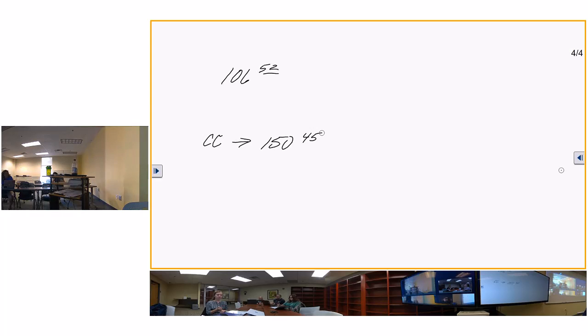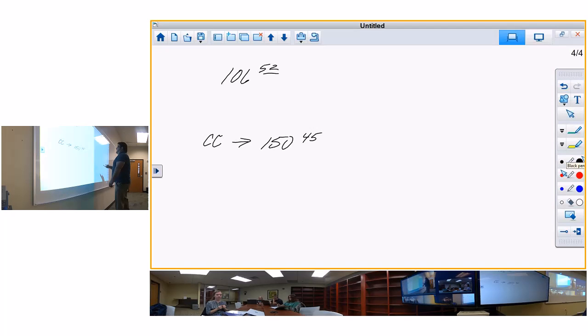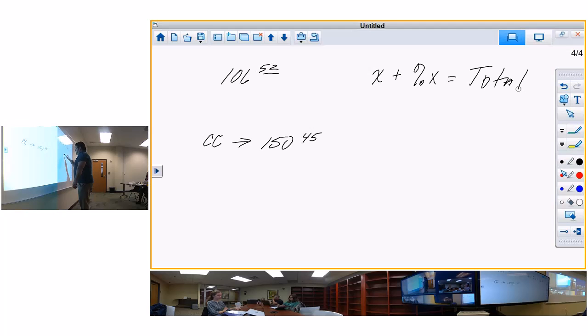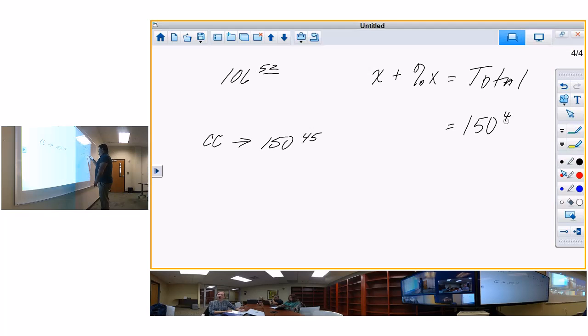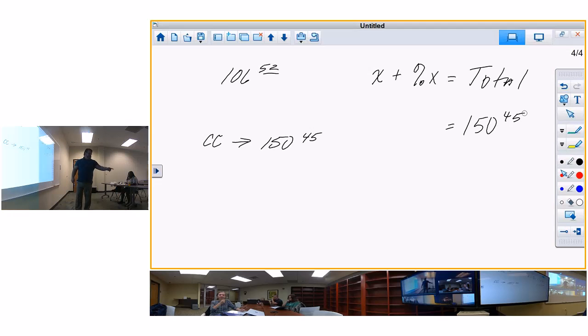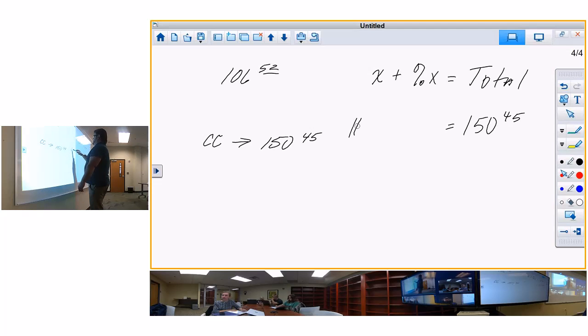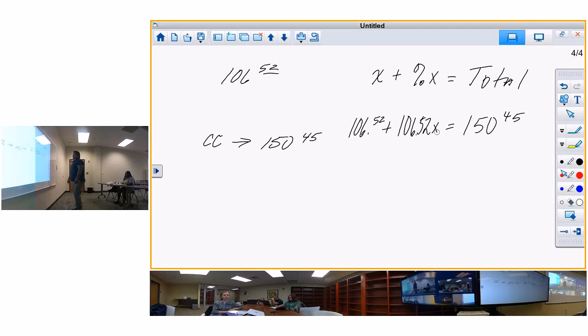Okay, so here we go. Walmart equation. X plus percentage X is equal to the total. Somebody tell me what the total is. 150.45. Sorry. Drink your drink. What was the original cost? 106.52. Plus 106.52x, or you can put a percent if you want to.